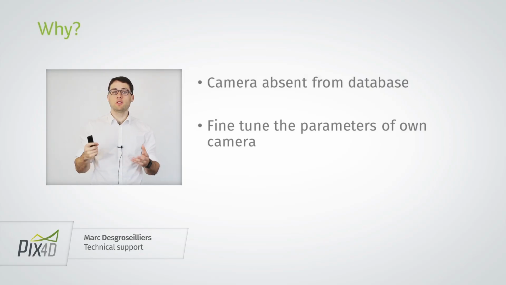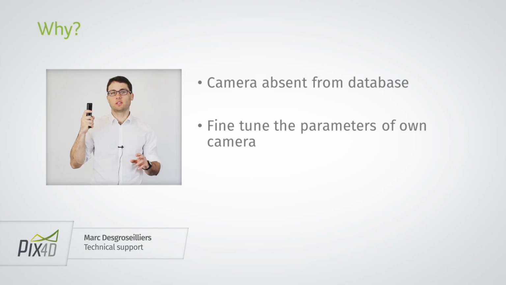Another reason is that maybe you have interchangeable lenses on your camera, and then you would need to create one model per lens, because the parameters of the lens will influence the camera model.